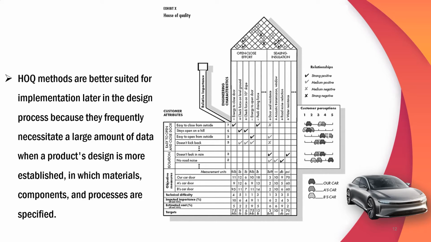House of Quality methods are better for implementation later in the design process because they frequently necessitate a large amount of data when a product design is more established, in which materials, components, and processes are specified. So through this project, we are going to propose the improvement method to the review company for them to decide.